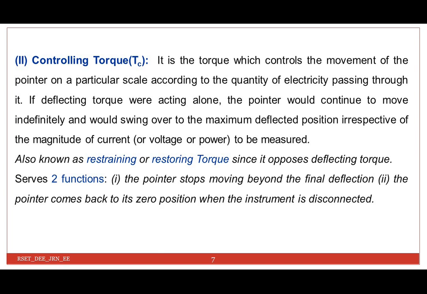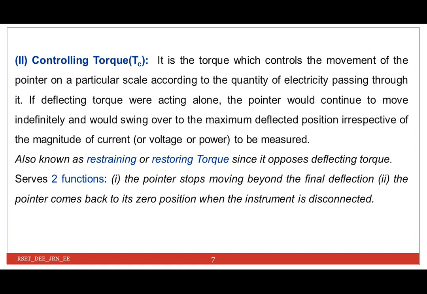Now you have the controlling torque. It is the torque which controls the movement of the pointer on a particular scale according to the quantity of electricity passing through it. If the deflecting torque were acting alone, that's the most important thing, the pointer will continue to move indefinitely and would swing over the maximum deflected position irrespective of the magnitude of the current, voltage or power to be measured. It goes on.